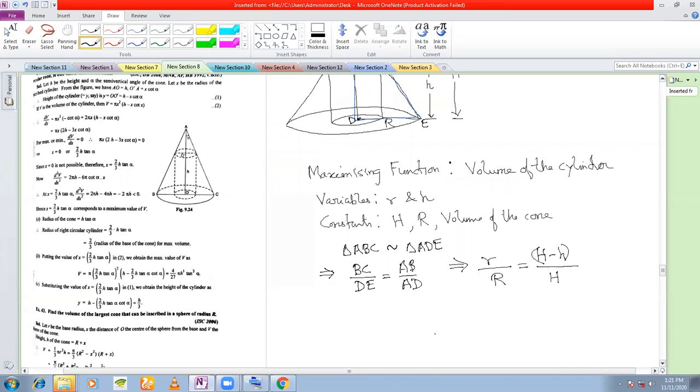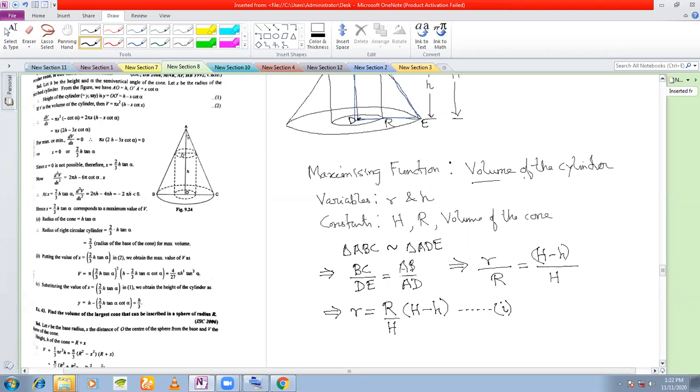Now let me find small r in terms of small h. You get r equals R by H times (H minus h). Will you get this or not? Yes? This is my auxiliary function. Let us call this one.